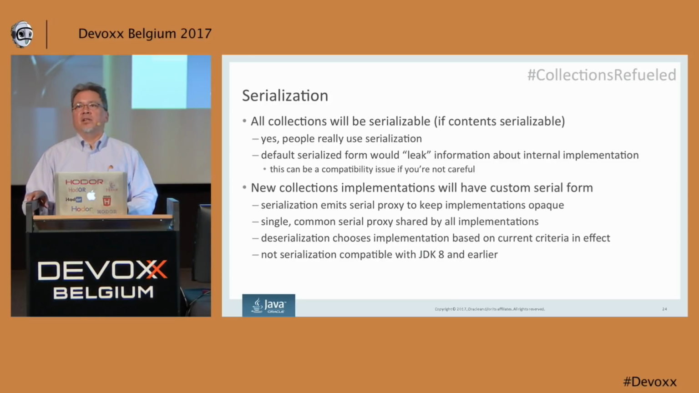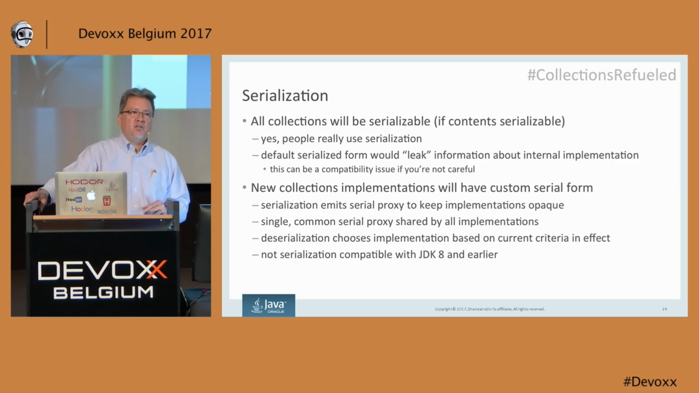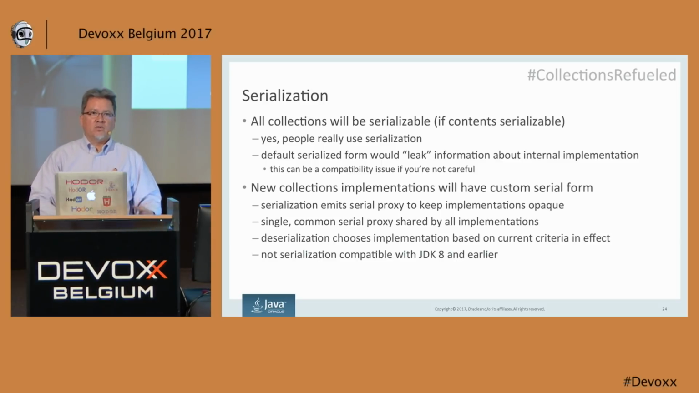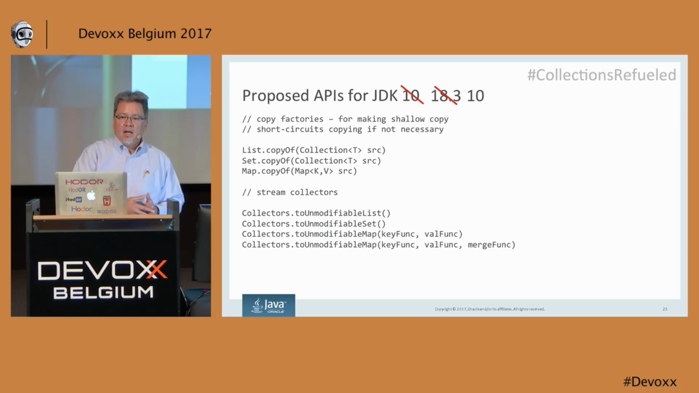Now, these are not serialization compatible with the existing collection implementations like hash map or array list. So if you do need to have serialization interoperability with older versions of Java, then you must continue to use the existing collections. If you think about it, that makes sense. We're introducing new implementations in Java 9, and you can't deserialize them on Java 8 since those implementations simply don't exist. All right, so that's pretty much what's going on in Java 9.